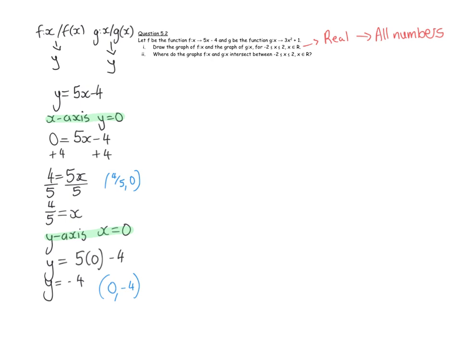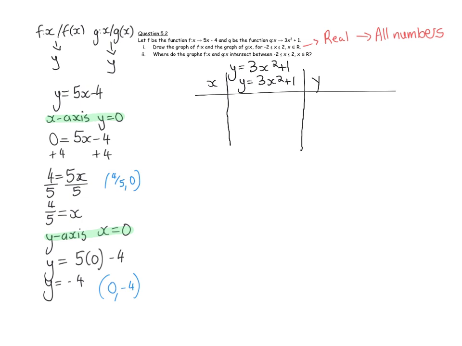The next thing we need to do is we need to get the values or the coordinates of the g of x. So we know that g of x would be y is equal to 3x squared plus 1. So again, we can just draw our table. Now it says again that it wants it from minus 2 to 2, so minus 2, minus 1, 0, 1, 2.